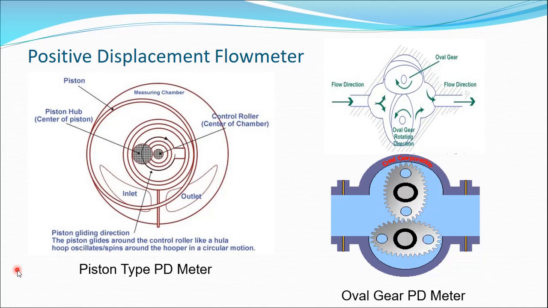In the case of electronic flow meters, the rotating components contain a magnet that activates various sensor options located outside the fluid chambers. Let's take a look at the piston type of PD meters.